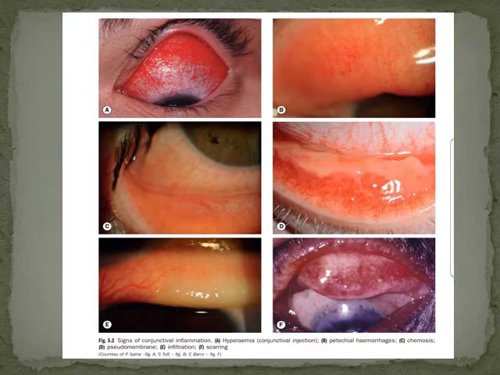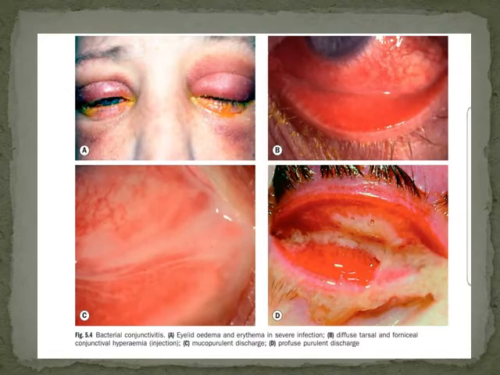So these are a few signs of conjunctival inflammation. The first image shows conjunctival hyperemia. The second image shows petechial hemorrhages present over the conjunctiva. The third image shows chemosis, that is swelling of the conjunctiva. The fourth image shows the presence of pseudomembrane, and the last image shows scarring of the conjunctiva. So these are a few clinical signs of conjunctival inflammation.